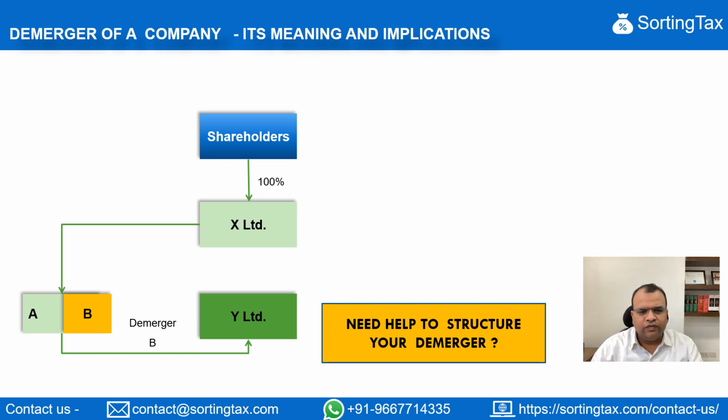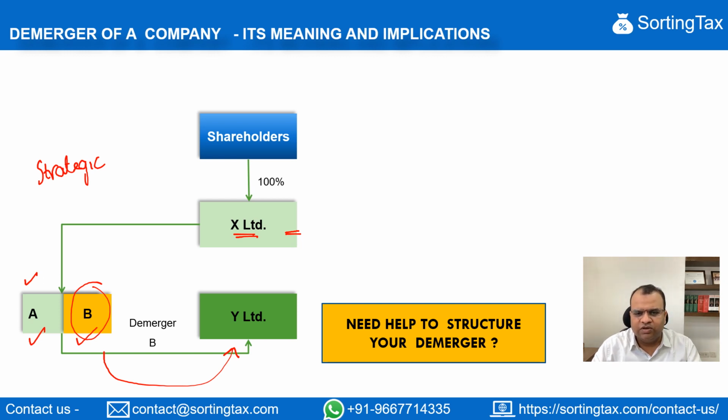So what happens in case of a demerger is, let's say there's a company X Limited, which has two businesses, A and B. Now, they want to induct a strategic partner in the business A. For this, they can transfer the business B to another company which may be interested in buying it, or this company may actually be a part and parcel of this particular group. The question is, what happens in such a case?